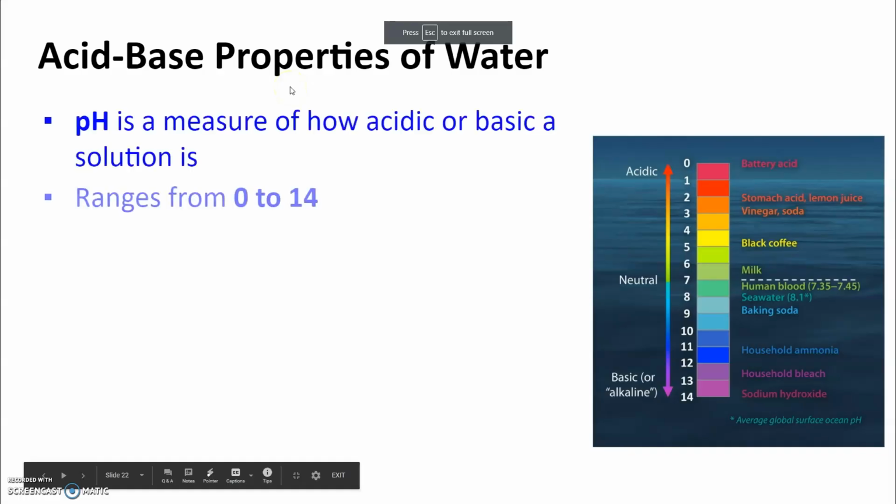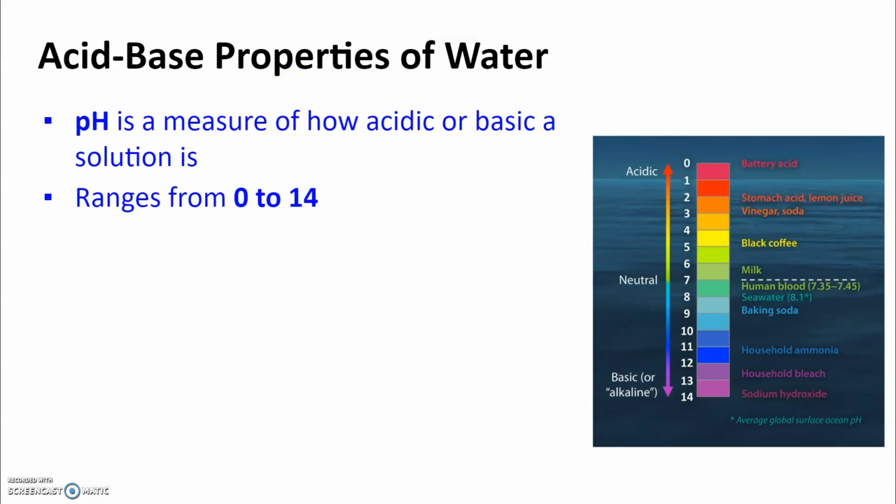Okay, so we left off talking about how pH is a measure of how acidic or basic a solution is. And this ranges from 0 to 14. So some examples of this would be battery acid is super acidic, right? Its pH is basically 0. Your stomach acid or like lemon juice, vinegar and soda, those have a pH around 2 or 3 typically.